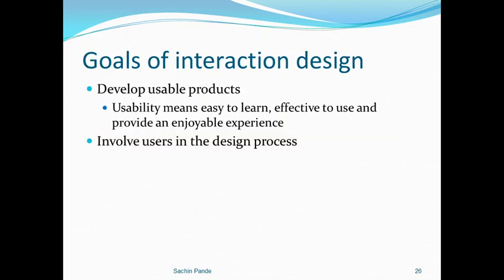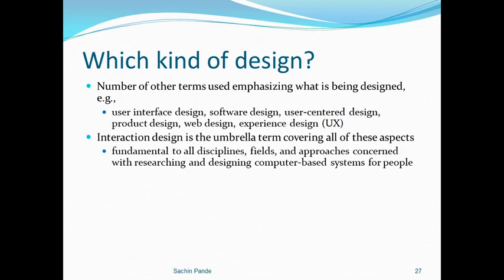What are the goals of interaction design? The goal of interaction design is to develop usable products. Usability means easy to learn, effective to use, and providing an enjoyable experience. So you must involve users in every design process. If the users are involved in the process, then the product is really good. We are going to come across many such examples: when users are not taken into consideration, how the system fails, and when users are taken into consideration, how even an average system is popular. We are going to see such good examples.